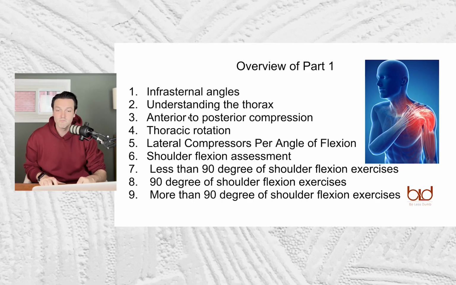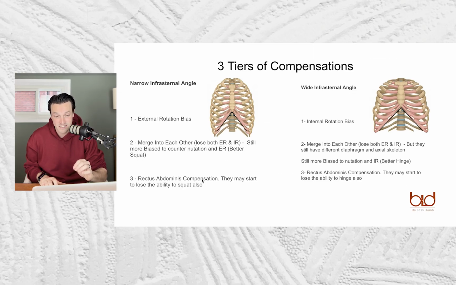Okay, so going through narrow and wide infrasternal angles, we're going to look at a slide on understanding the thorax and how it works. We're going to talk about anterior to posterior compression. We're going to look at thoracic rotation. We're then going to look at lateral compressors per angle of shoulder flexion. We're going to look at shoulder flexion assessment, the particular assessment that I like to do. Then we're going to look at exercises that have less than 90 degrees of shoulder flexion, around that line of 90 degrees of shoulder flexion, and then more than 90 degrees of shoulder flexion.